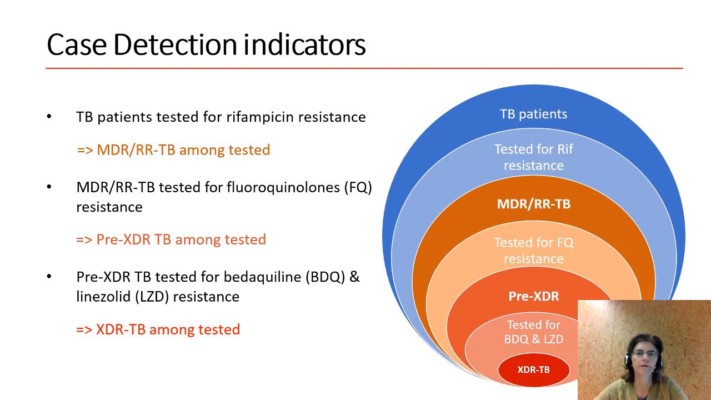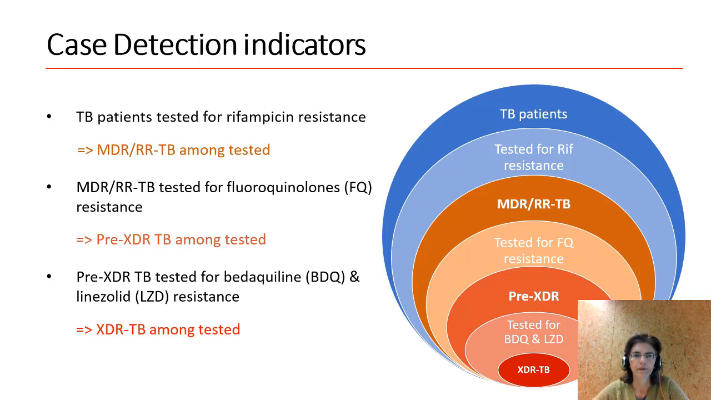Let's see the case detection indicators. The first indicator will be the number of TB patients tested for rifampicin resistance. This indicator will give us information on the accessibility to rifampicin testing. And it will also allow us to calculate the proportion of MDR TB patients among those tested for rifampicin resistance.